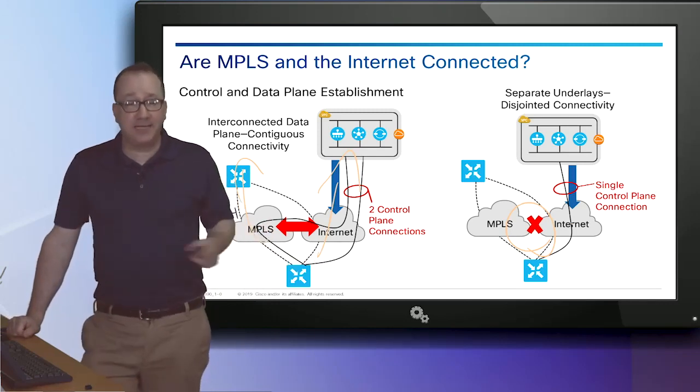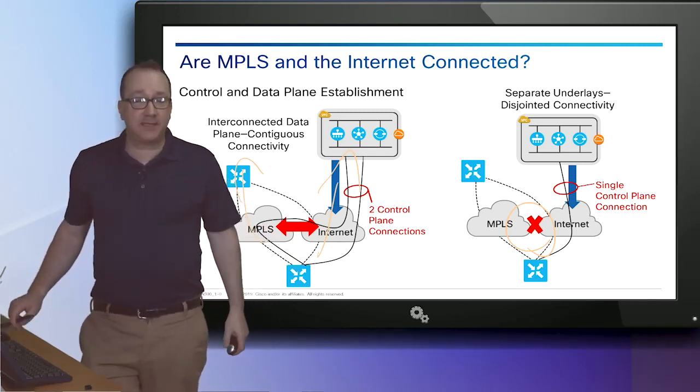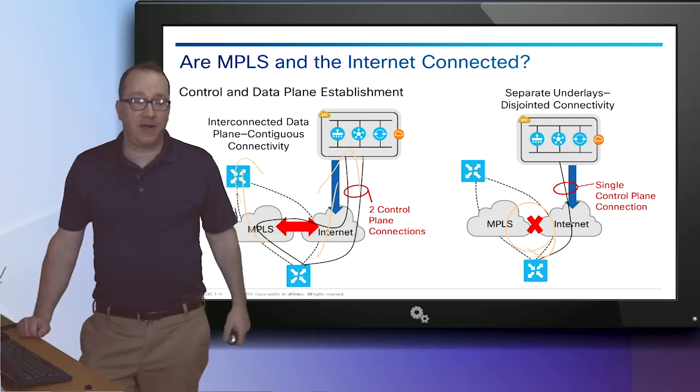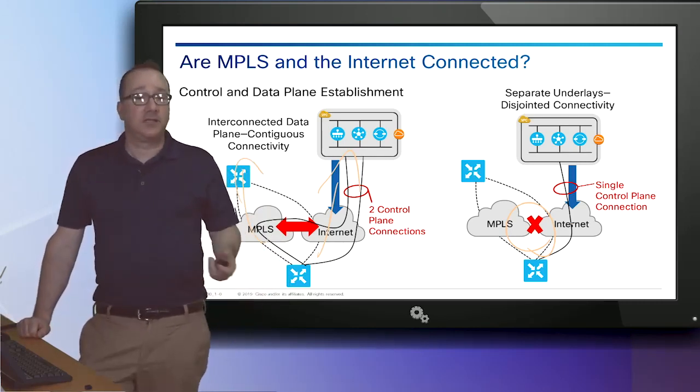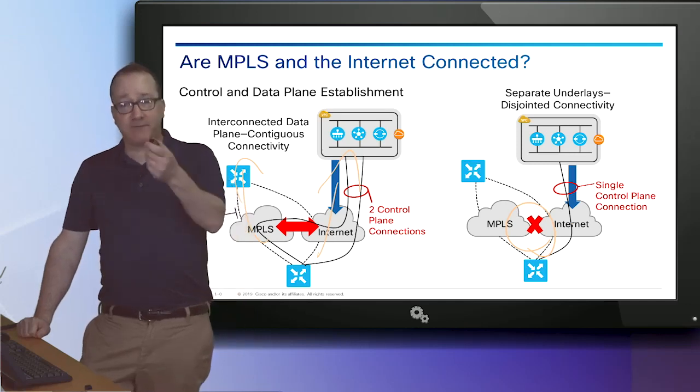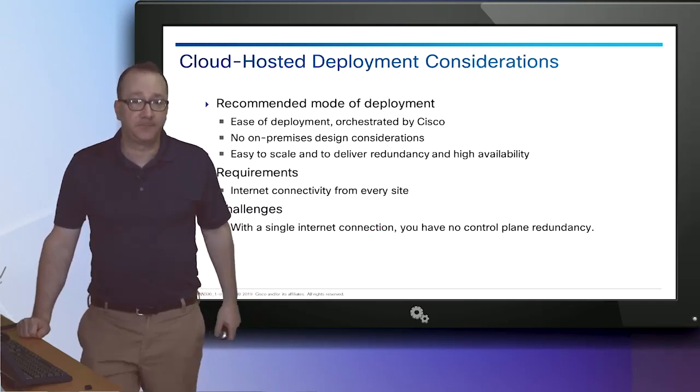Now for the data plane connectivity, we can still go through the MPLS cloud, which we'll discuss in a topic on high availability. But the reality here is, even if we lose that internet connection, we'll still have connectivity over the MPLS. We just won't have control plane connectivity.